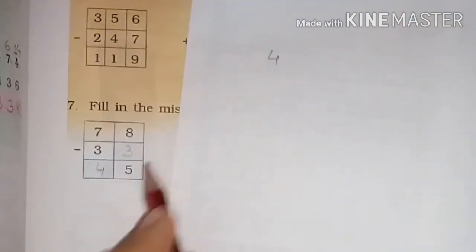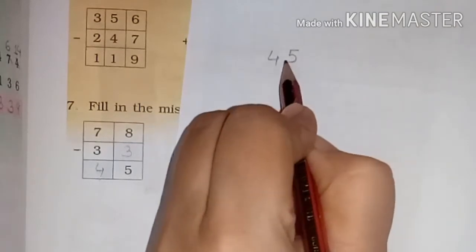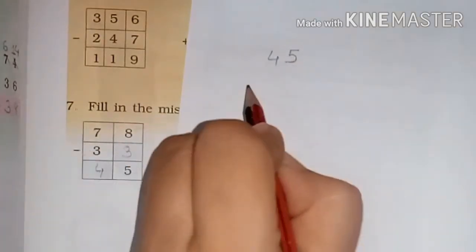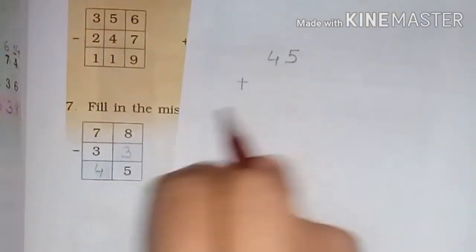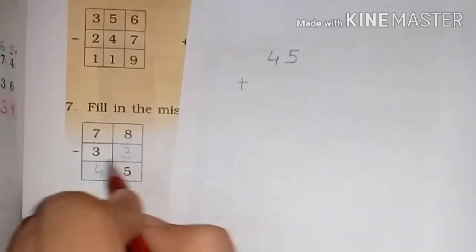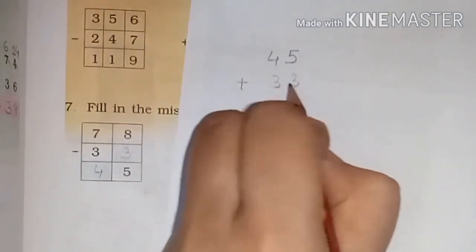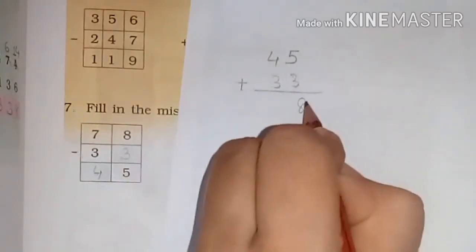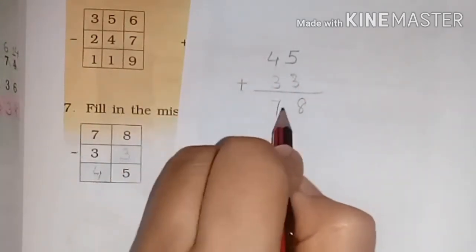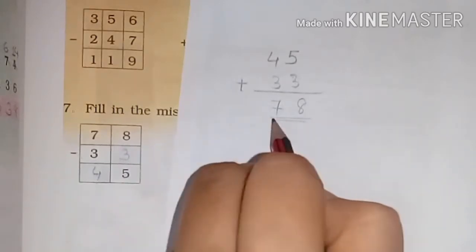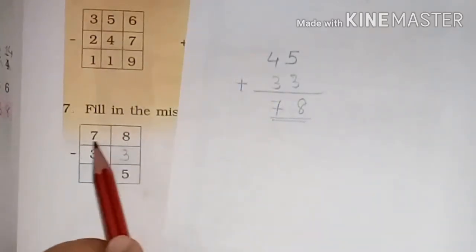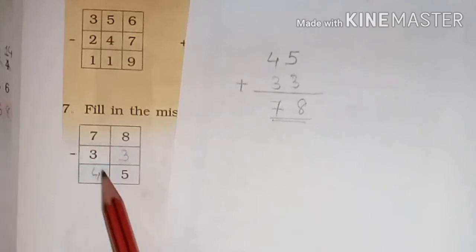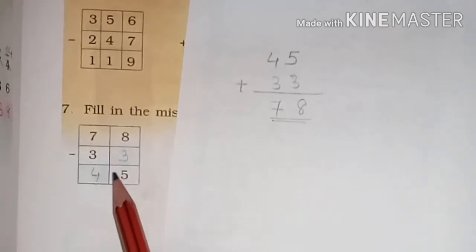We got the answer 45 in the first line. Instead of minus, you can put a symbol of plus. Write the number which is written in the second line, that is 33, and add. 5 plus 3 is 8, 4 plus 3 is 7. The number which we got in the answer is the same as the number which is written in the first line. That means our answer is correct.